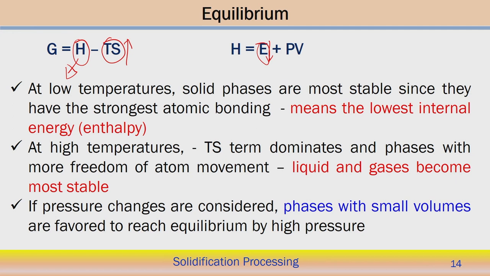But if the pressure changes, because we represent this at constant temperature and pressure when defining the minimization of Gibbs free energy, then at high pressure small volumes are favored to reach equilibrium. So that is the effect of pressure. If there is a change of pressure, then components with small volume reach the equilibrium condition rather than high volume components. That is the effect of pressure in understanding the equilibrium condition of a system.